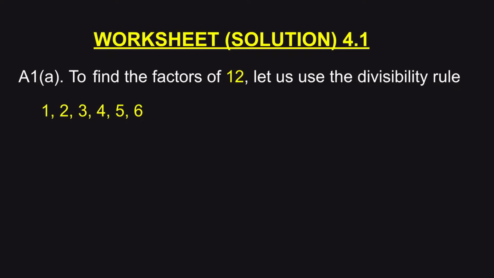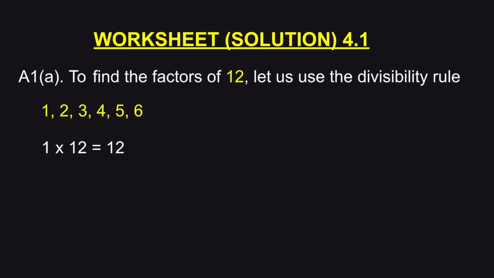So 1 is a factor of every number. 1 into 12 is equal to 12. So we get two factors, that is 1 and 12. Then we go to the next number 2. 12 will be divisible by 2 because in the ones place we have 2, and 2 is divisible by 2.